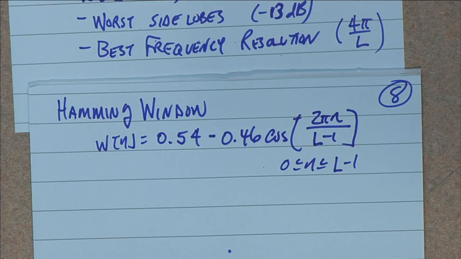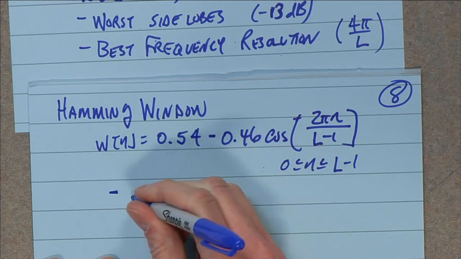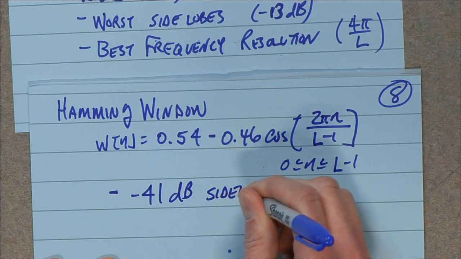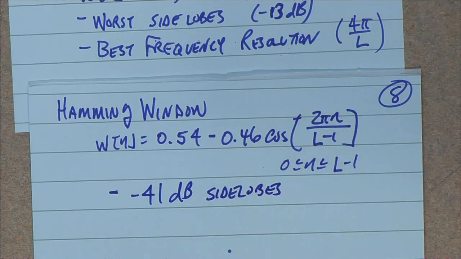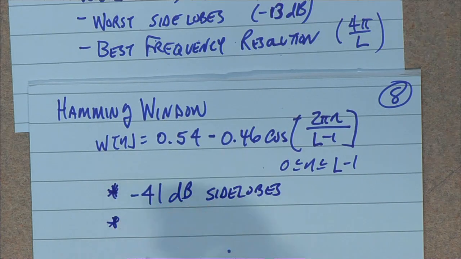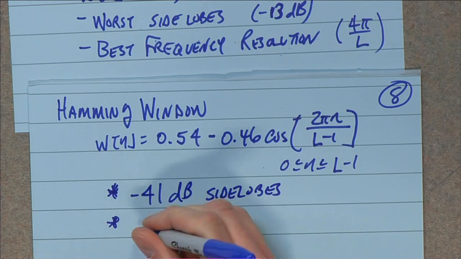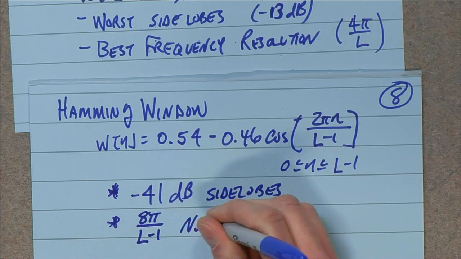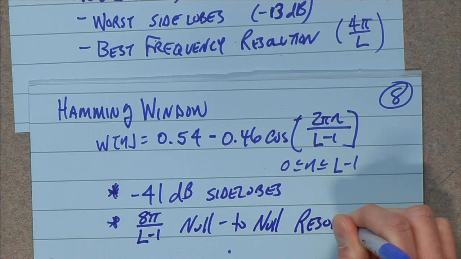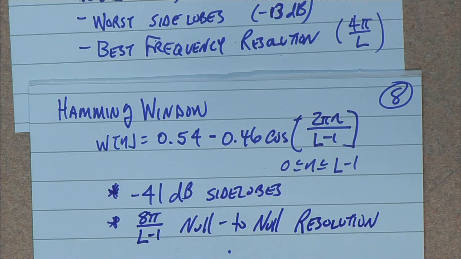This one basically has much better side lobes, minus 41 dB side lobes. So that's usually pretty good for many applications. Maybe I'll make this bullet like that. Minus 41 dB side lobes. The resolution is 8 pi, null to null. So it's saying that main lobe width is that wide, so for things that get closer and closer together, you won't be able to resolve them.